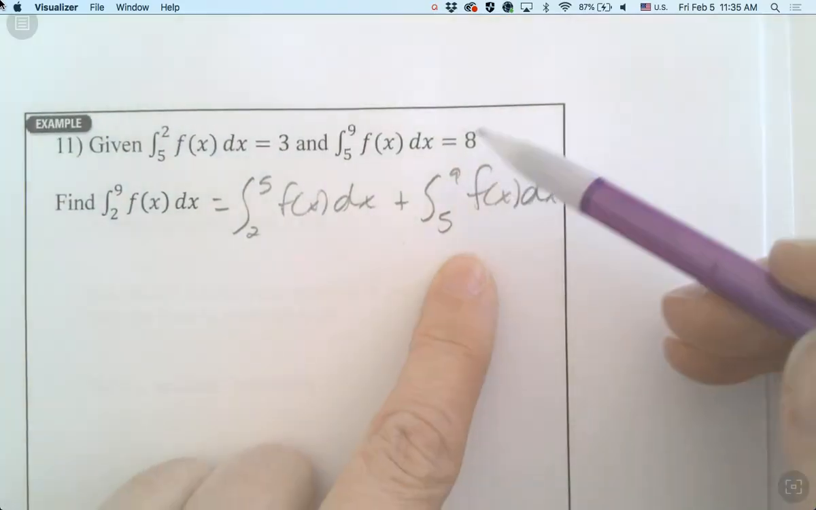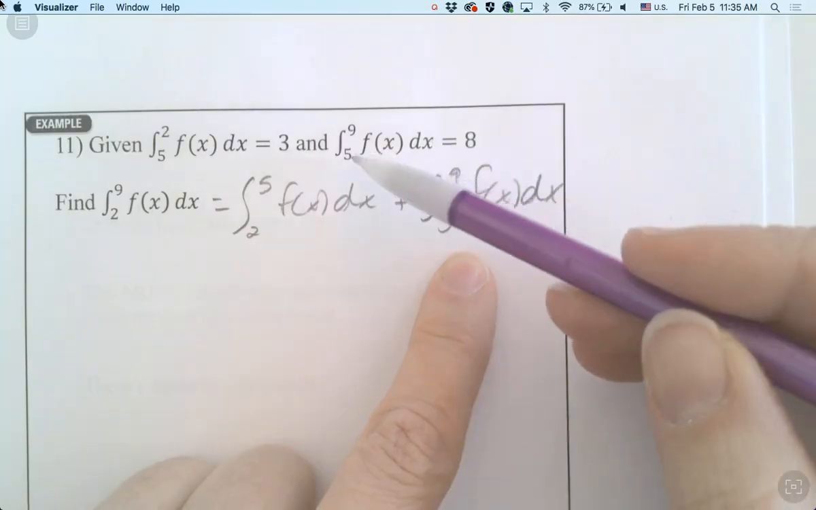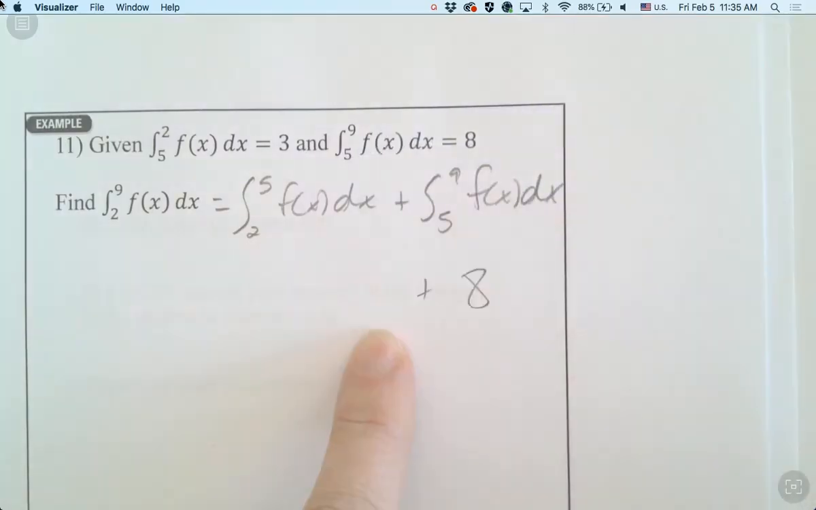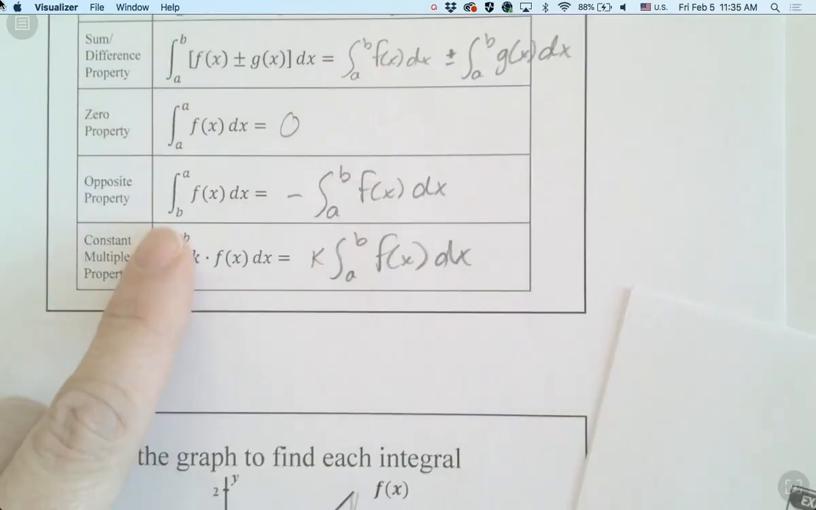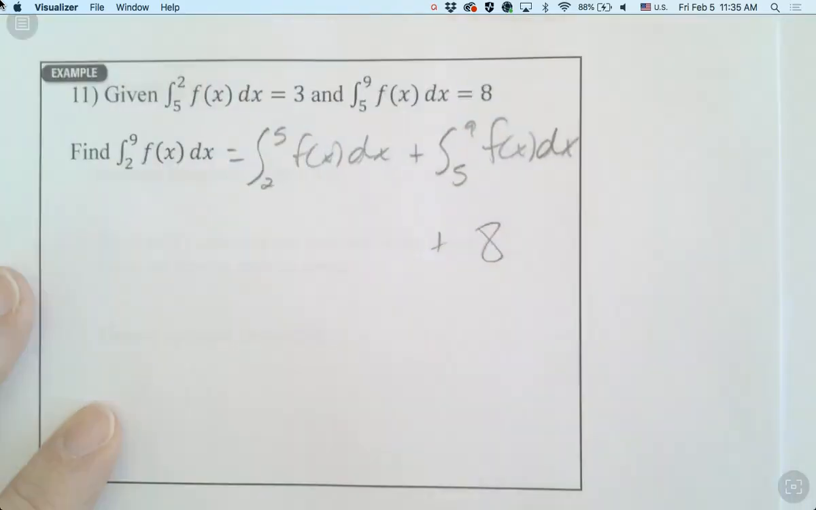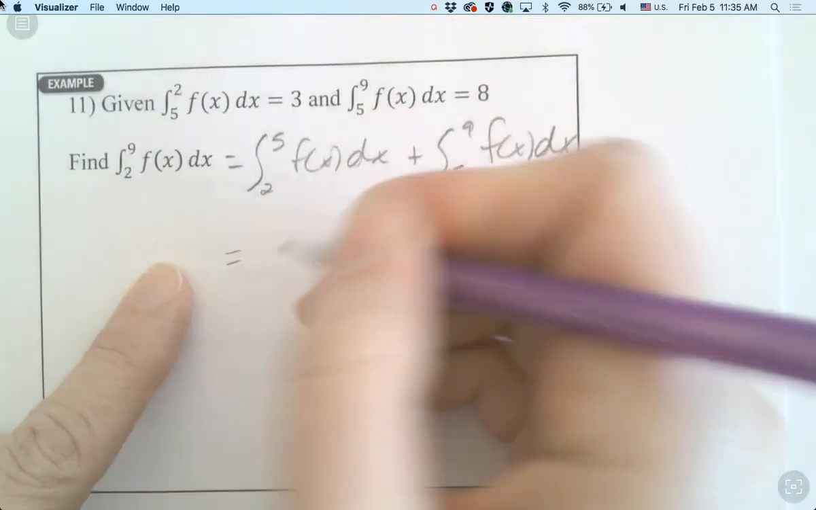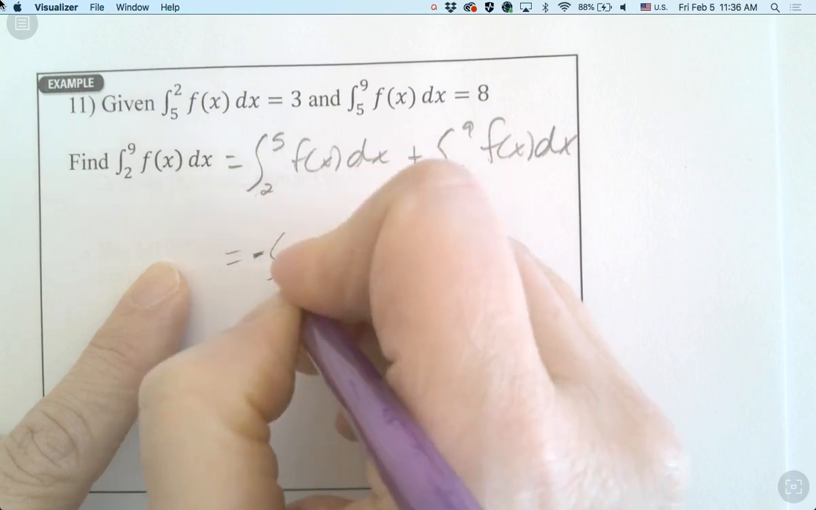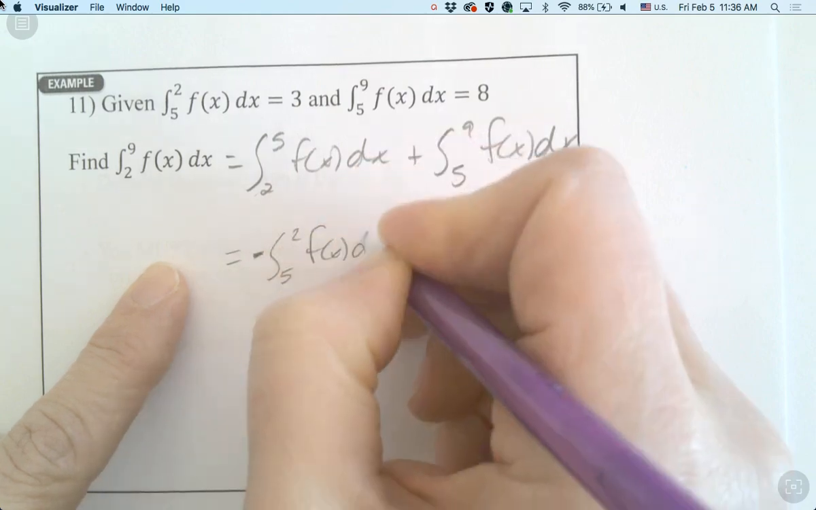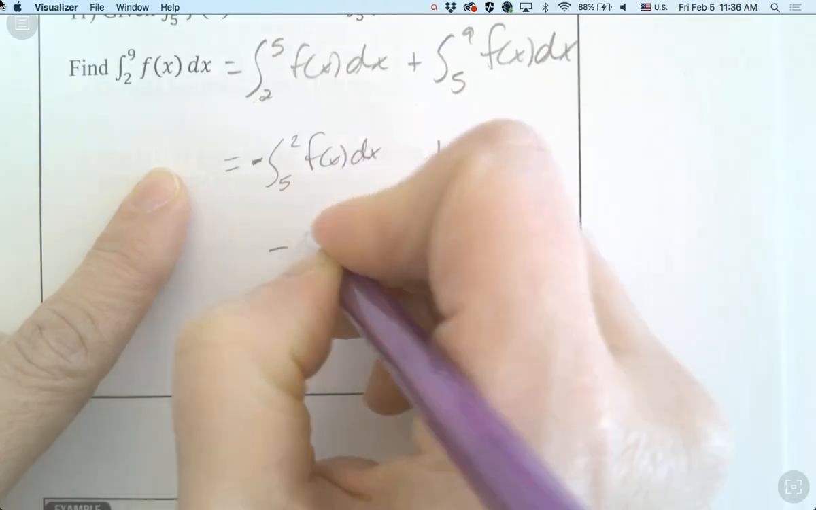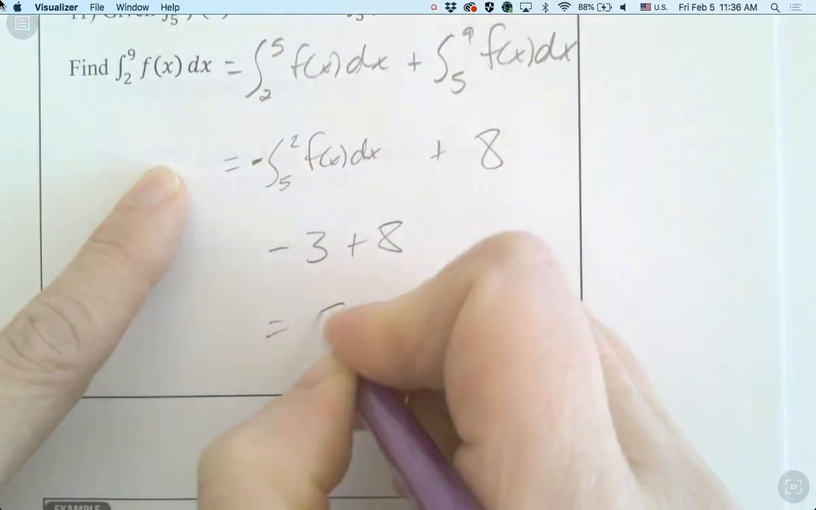So looking at the information I'm given, I have the area from 5 to 9, which is how much? Yeah, because then that's your opposite property. So 2 to 5, you could do this if you wanted, call that the opposite of 5 to 2 of f of x dx. So that's -3 plus 8, so it is 5.